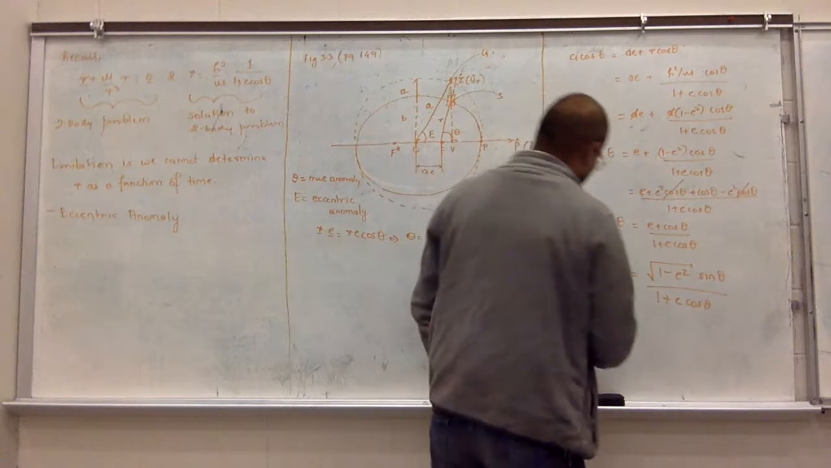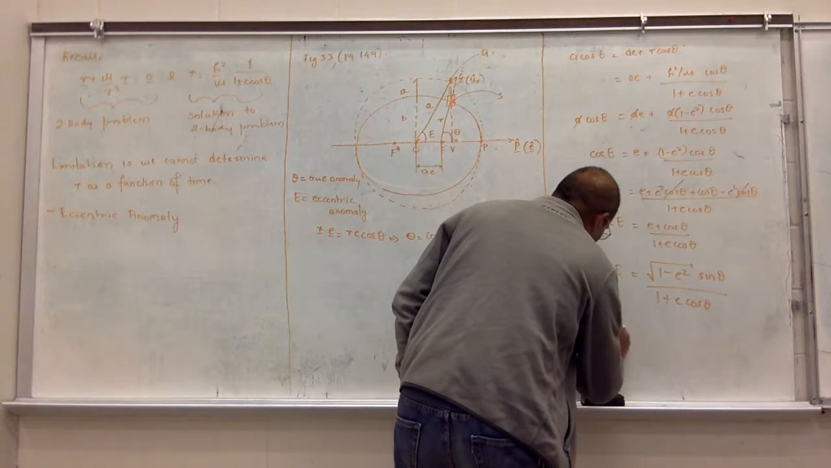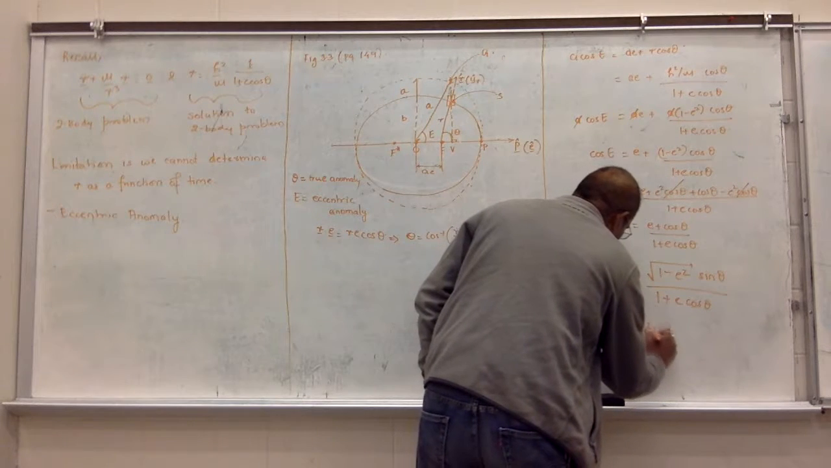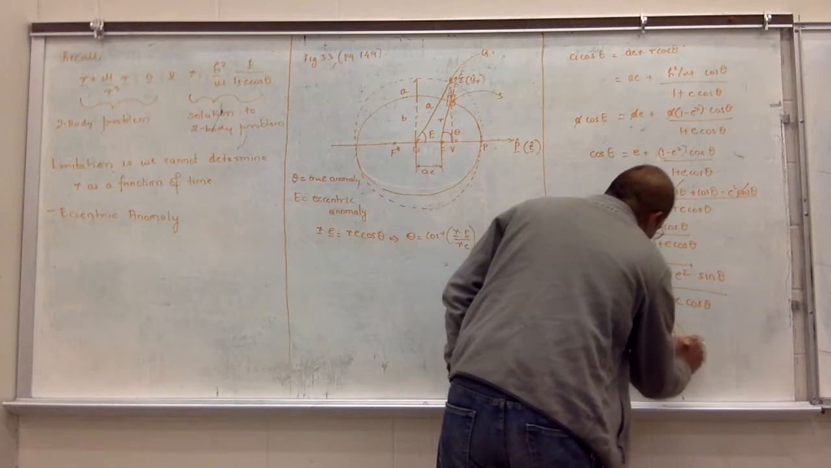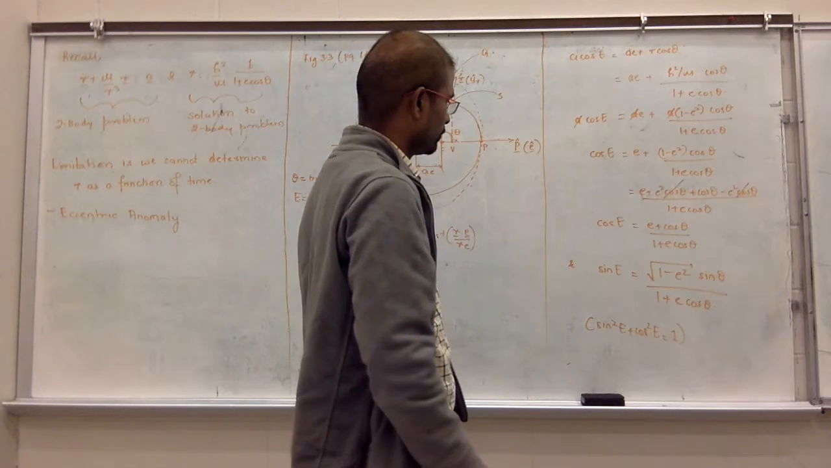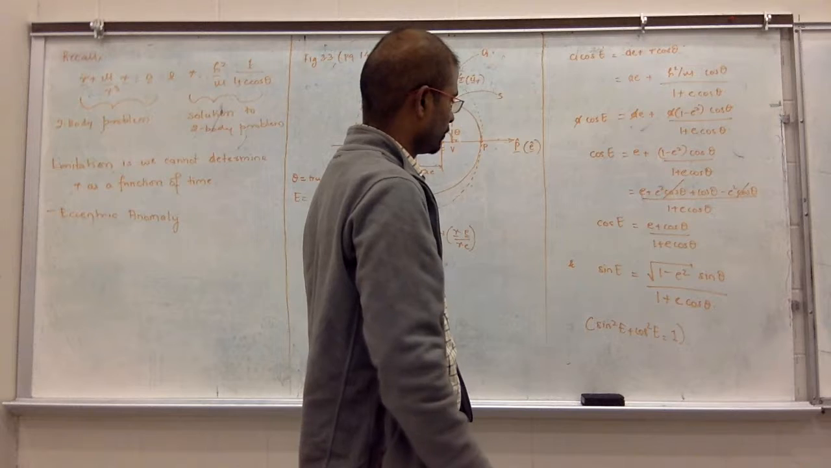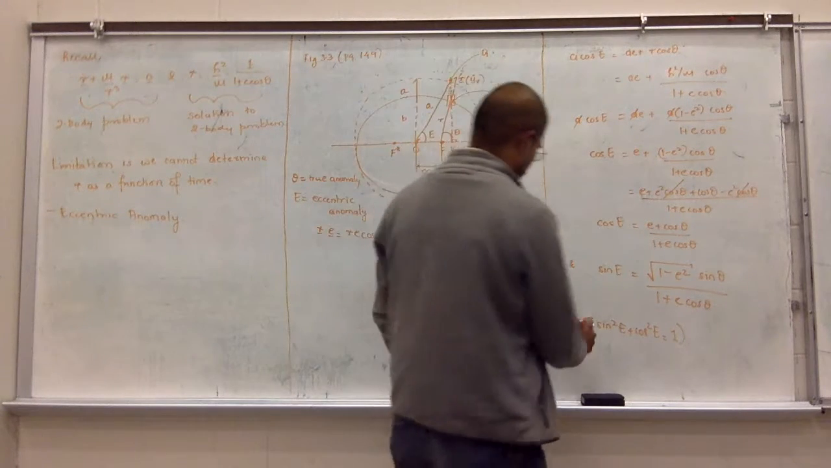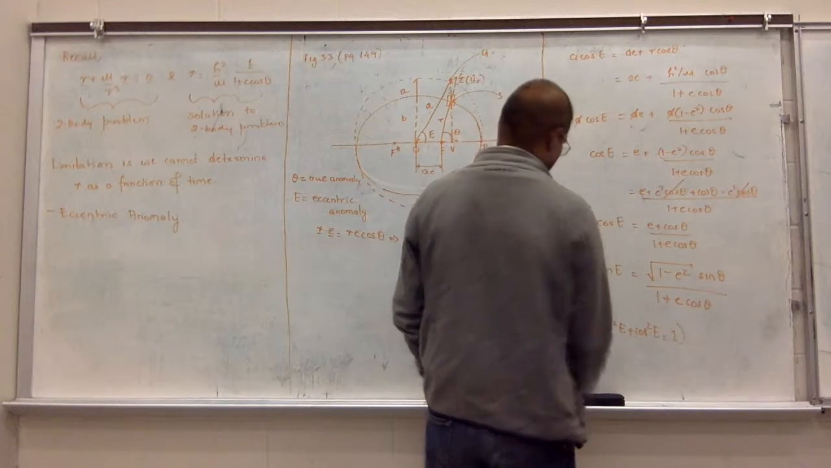You have to just use the identity sine squared E plus cosine squared E is equal to 1, to get this.